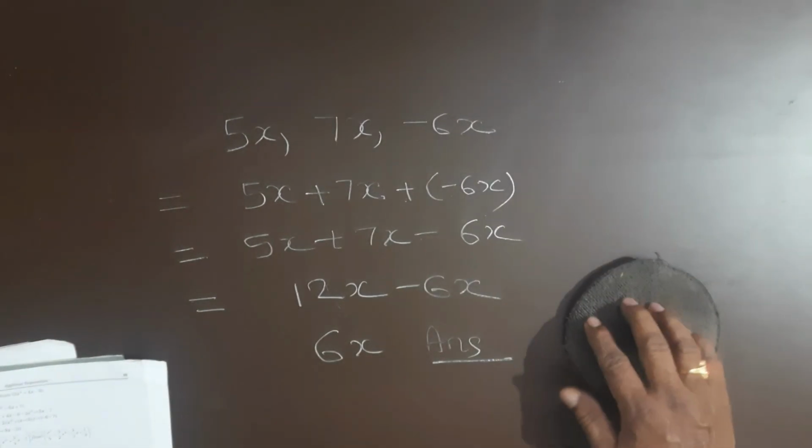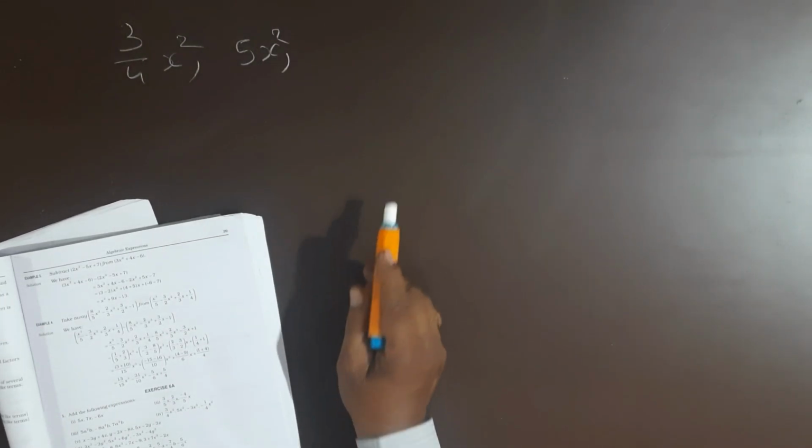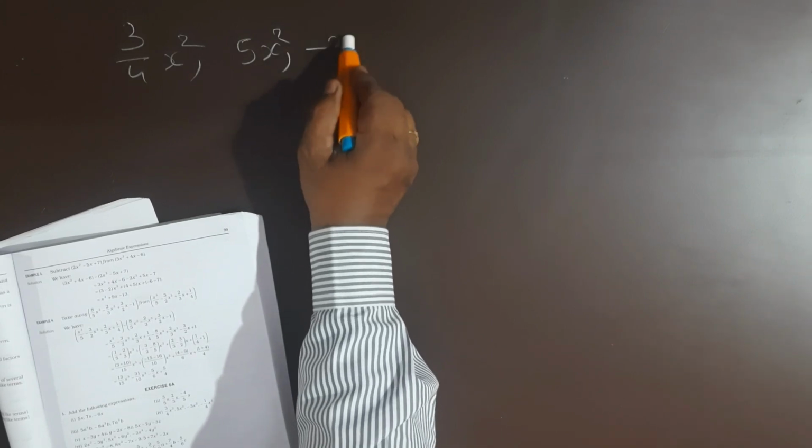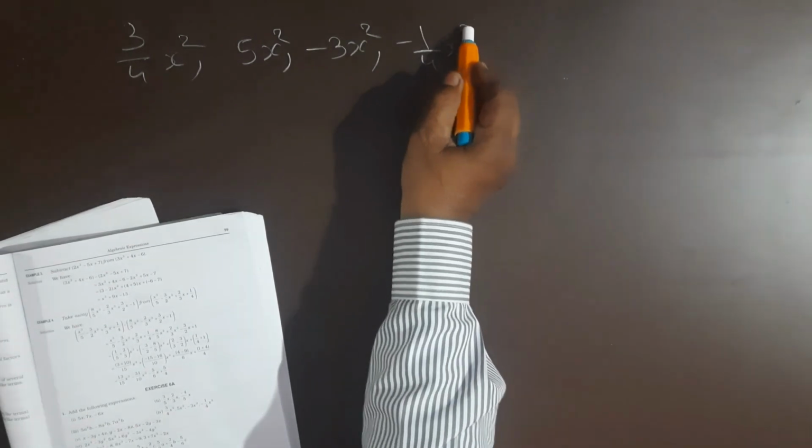Now we will see question number 4. We will make the second question of the same Roman number. Question number 4 we will do. We will just copy the question: 3 by 4 x square, comma, 5x square, comma, minus 3x square, comma, minus 1 by 4 x square.